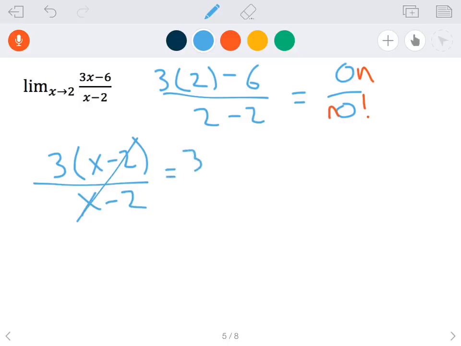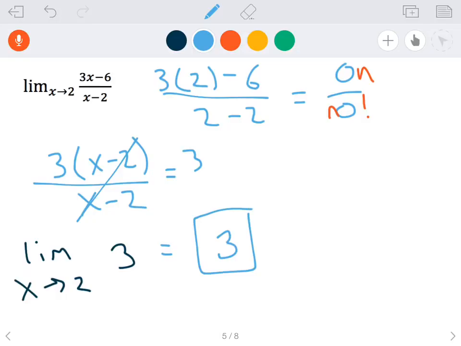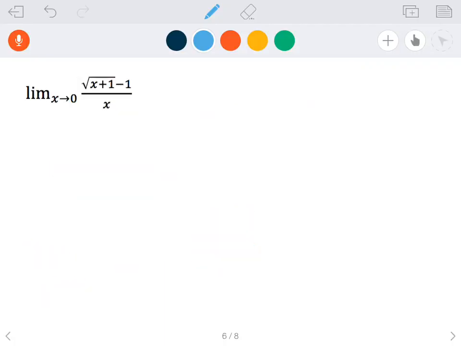I can now rewrite this problem to say the limit as x approaches 2 of 3. 3 is just a horizontal line. If I plug 2 into that, I'm still going to get 3, and that's my final answer. So always look for things that you can factor. It goes pretty well. But of course the problems get harder.